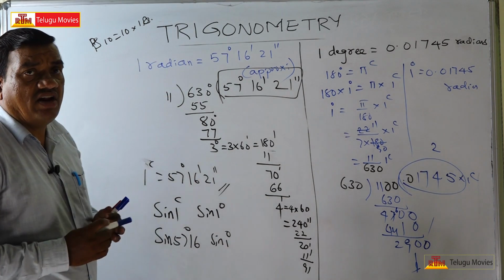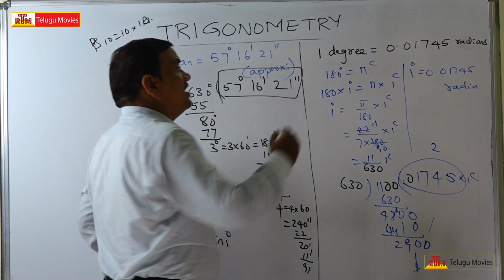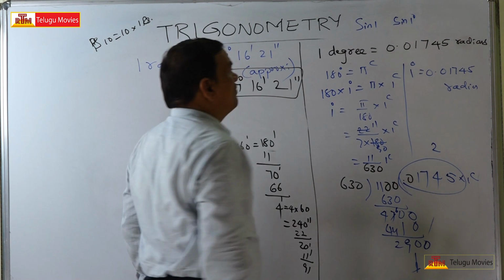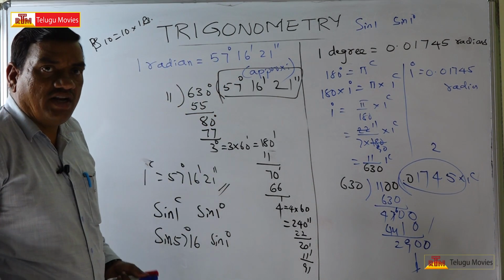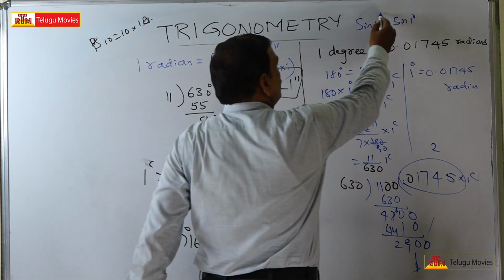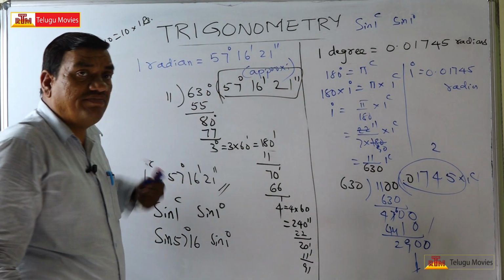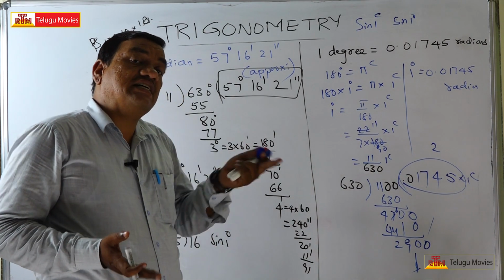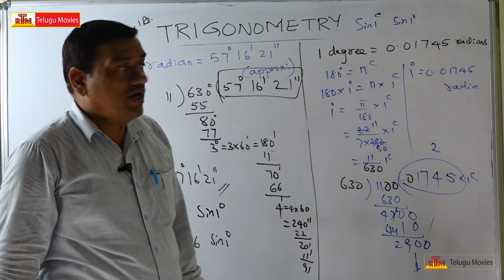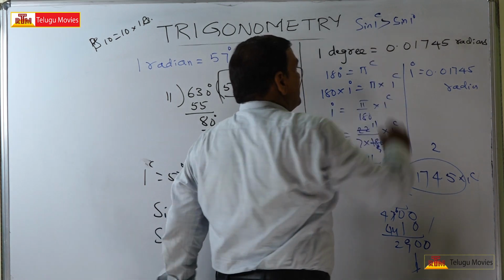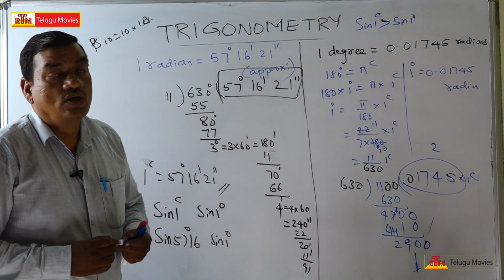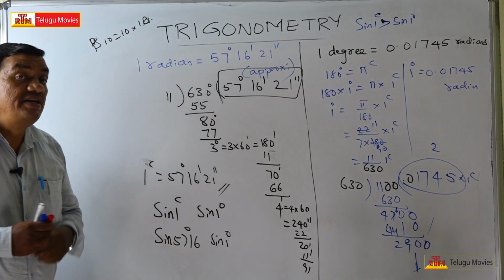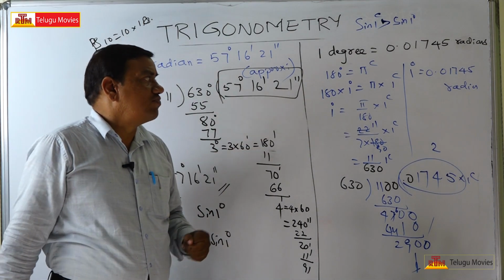They will ask one question: which is greater, sine 1 or sine 1 degree? Sine 1 is greater. Why? Because 1 means 1 radian, and 1 radian means 57 degrees. That means sine is in the first quadrant, and in the first quadrant, as theta increases, sine theta also increases. So sine 1 radian is greater than sine 1 degree. You have to know that 1 radian is approximately 57 degrees 16 minutes. So this is the procedure of solving these problems.